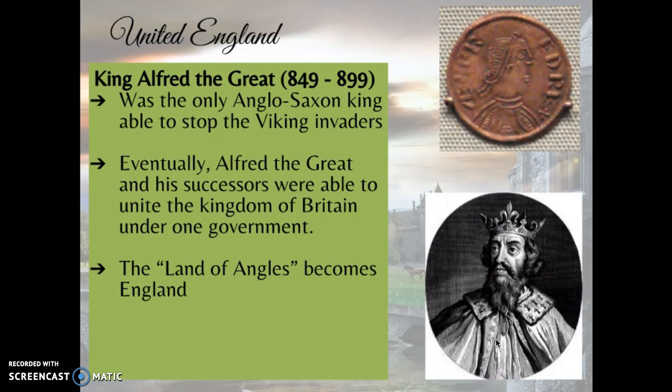I think he's only one of two kings of England that get the term "the Great." And so he was one of the only Anglo-Saxon kings to stop the Vikings. He and his successors were starting to unite the kingdom of Britain under one government. And so the land of the Angles becomes England. Obviously this is not a portrait from the time, but here's a coin of Alfred, and I think it's in the Roman fashion, right? So you can see the connection, I should say, to the Roman Empire.